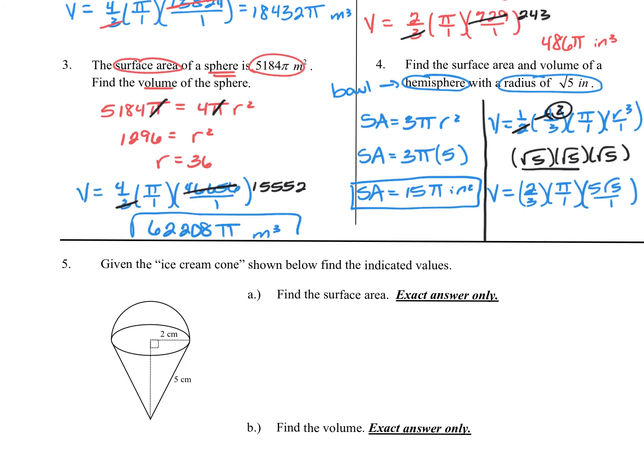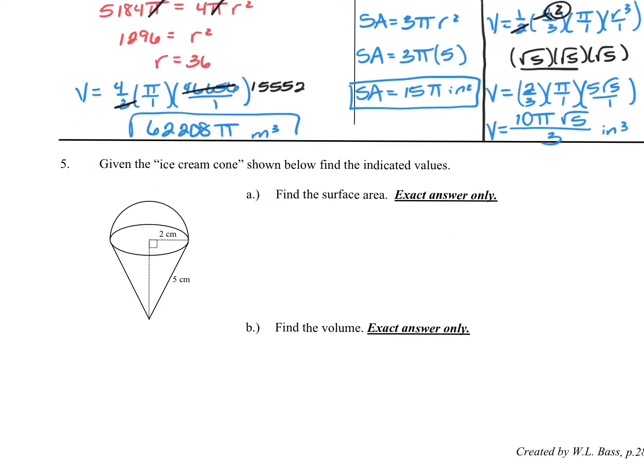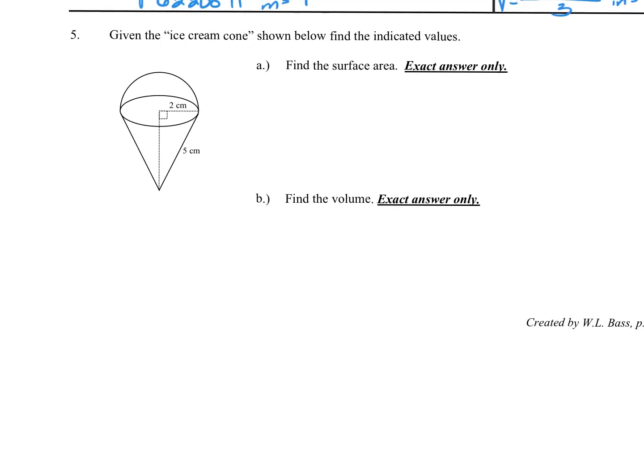So my final volume answer, it's going to look very, very strange. I'm going to multiply the 5 and the 2. That's going to give me my 10. I'm still going to have the pi, I'm still going to have the radical 5, and I'm going to put the whole thing over 3. You do not want to convert any of this to decimals. Inches cubed. Okay?